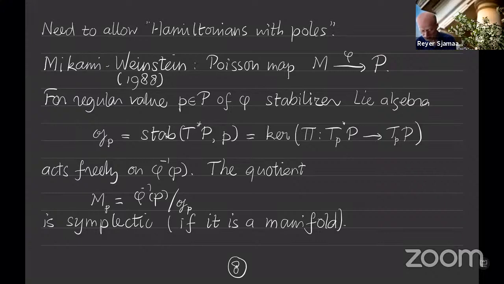If you have a regular value, a point P in your manifold, now any point in a Poisson manifold has a stabilizer, just a stabilizer for the Lie algebroid structure on the cotangent bundle of P. That Lie algebra, the kernel of the anchor if you wish, will act on the fiber, and it will act freely. So you get a Lie algebra action, and you could try taking the quotient by that action. If that is a manifold in reasonable conditions, that quotient manifold is automatically symplectic. Let me call that Mikami-Weinstein reduction.